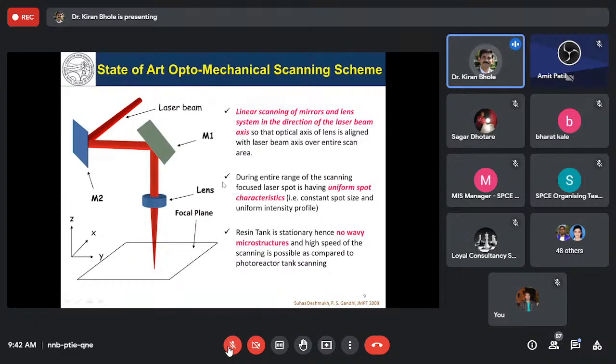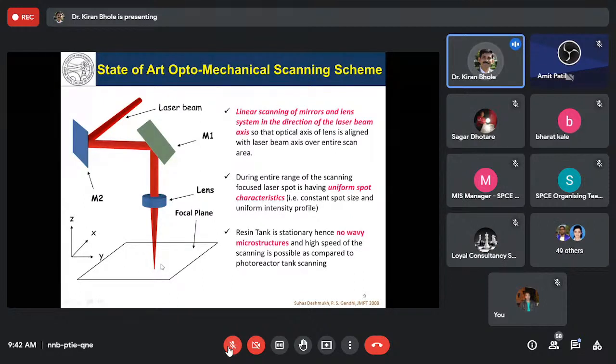So this is the state of the art, like what is the remedy. This is the state of the art optomechanical scanning scheme which Dr. Suhas has presented in his MSL process. And let me take you to this particular state of the art optomechanical scanning scheme. So what happens in this? We have the laser source here. The laser is coming from the laser source, falling onto the M2 mirror and then the M1 mirror, and this is the focusing lens, and this is the resin surface.